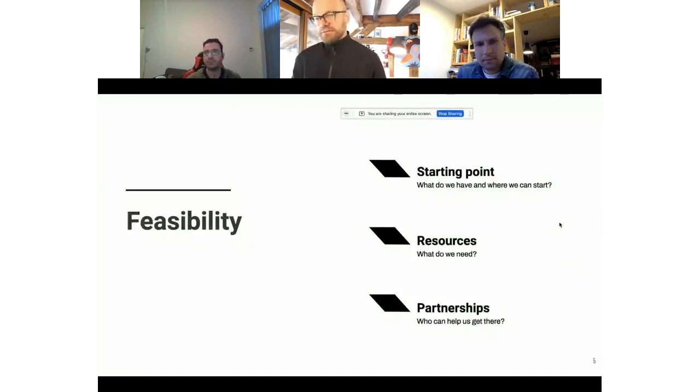Then looking at feasibility, when we talk about feasibility, it's where we're starting from, what we have and where we want to go to. Understanding the resources. For nonprofits, this is a big thing: whether or not we have the resources, whether or not we need the resources, and also where those resources are going to come from.